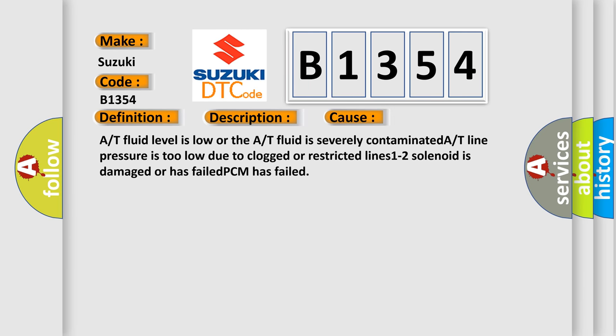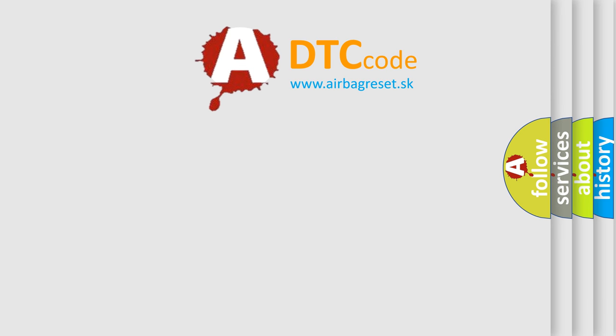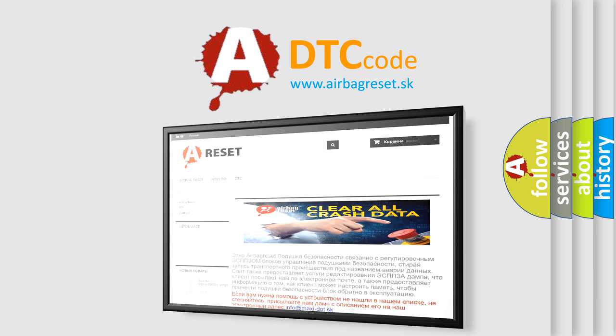This diagnostic error occurs most often in these cases: the fluid level is low, or the fluid is severely contaminated, the line pressure is too low due to clogged or restricted lines, the 1-2 solenoid is damaged or has failed, or the PCM has failed.